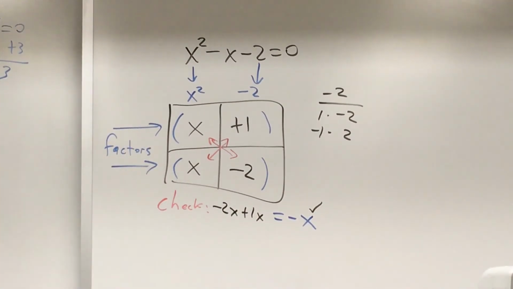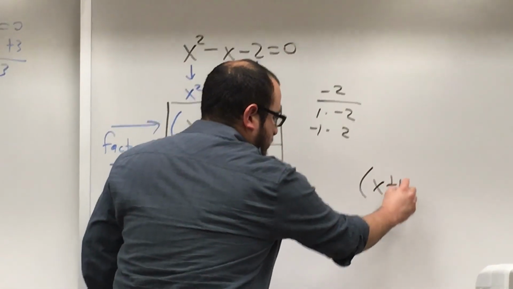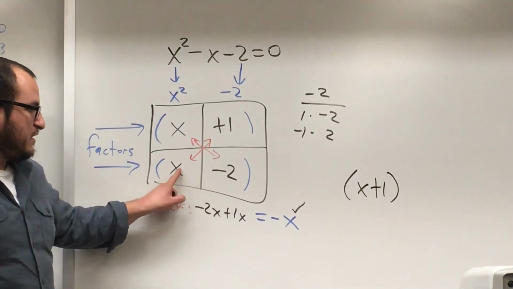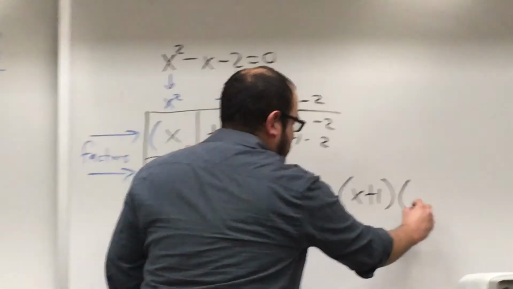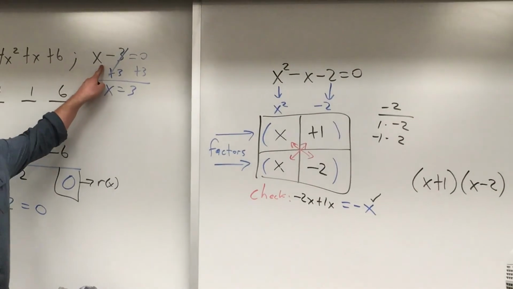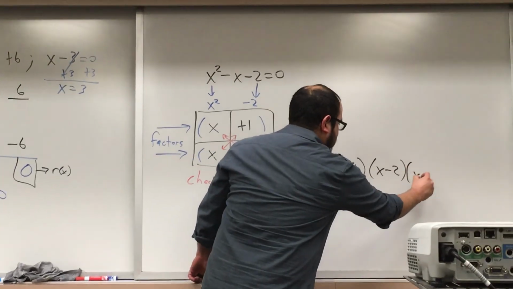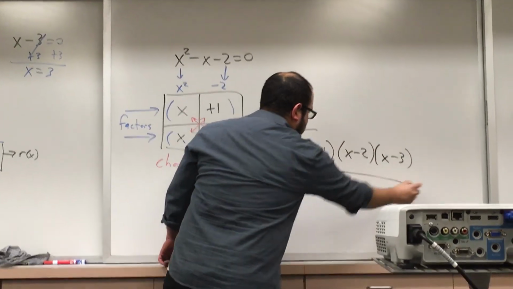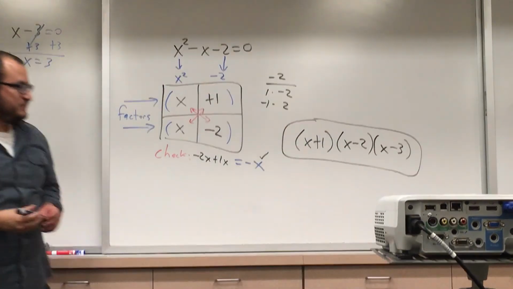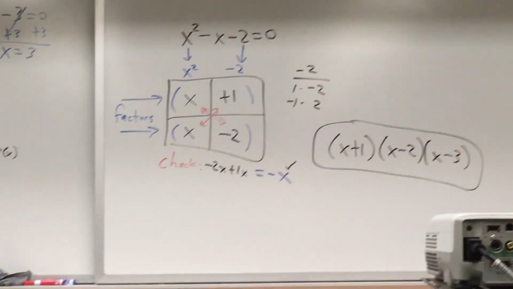So what is my answer? My final answer is x plus 1 times x minus 2 times, there's one missing, look back at what's given to you, x minus 3. And that is your answer for factoring this polynomial.